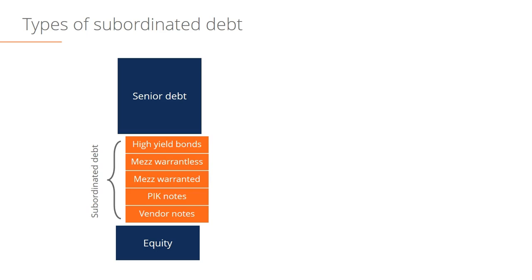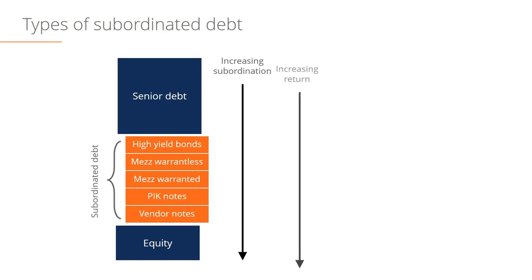As you'll see on this slide, there are several types of subordinated debt. And at the top of the stack, we've got the highest security, and working our way down to the lowest security. But another way of expressing that is with this idea of increasing subordination. So as you move down from high yield bonds to vendor notes, you're becoming increasingly subordinated. But in exchange for that, you're also increasing the expected return.